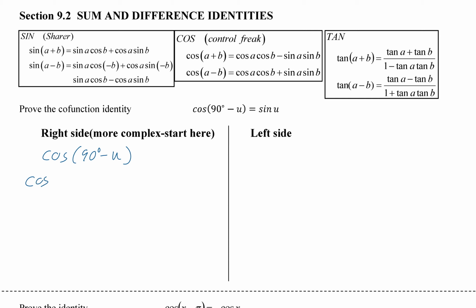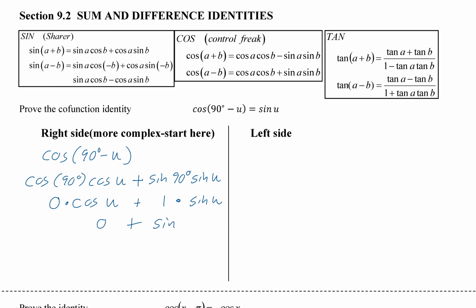So this would be cosine of 90 degrees, cosine of u. Remember, cosine is selfish. So we then change the sign, and now it's sine's turn. Sine of 90 degrees, sine of u. And if you remember, cosine of 90 degrees is 0, and sine of 90 degrees is 1. So that would become 0 plus sine of u, which is sine of u.